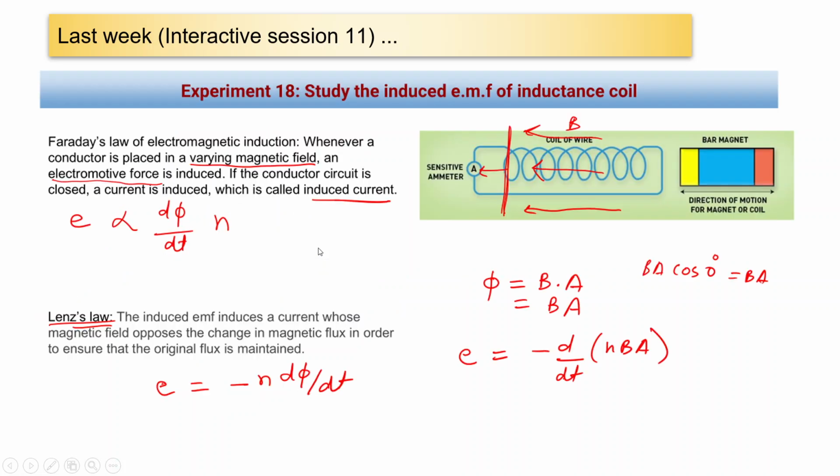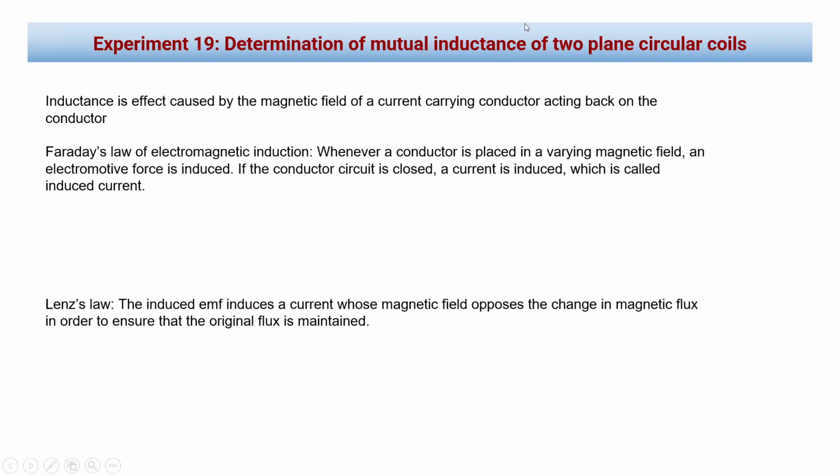One more thing was we understood the self-induced EMF due to an inductance coil. We discussed Faraday's law of electromagnetic induction, Lenz's law, and also the experiment based on this. We understood that whenever a conductor is placed in a varying, that is changing, magnetic field, an EMF is induced. We also understood what self-inductance is. Now we'll see what mutual inductance is.